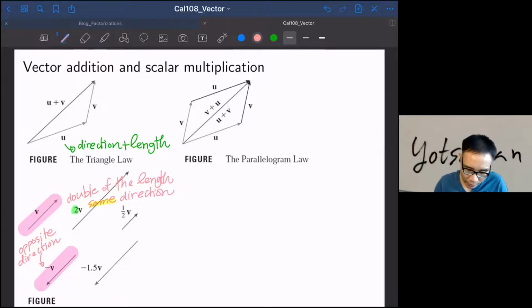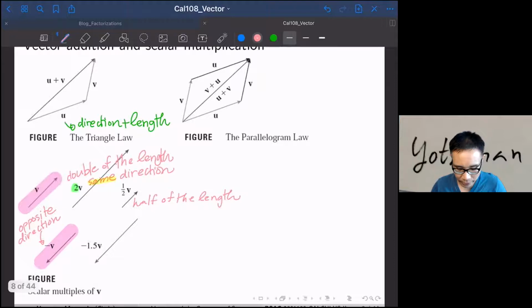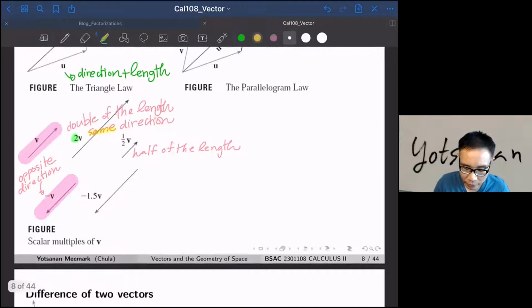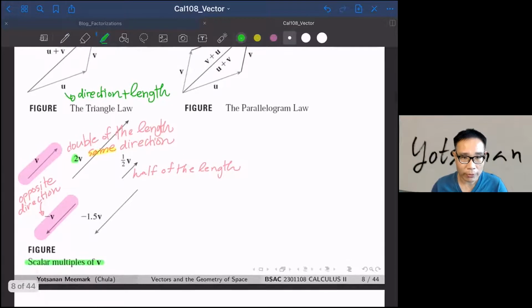And you see that you have 1.5v. So the same idea applies. Sorry, the half of v is going to be half of the length, and you're going to have the same direction. This is called scalar multiplication. So this is called scalar multiplication of v, or a scalar multiple of v.